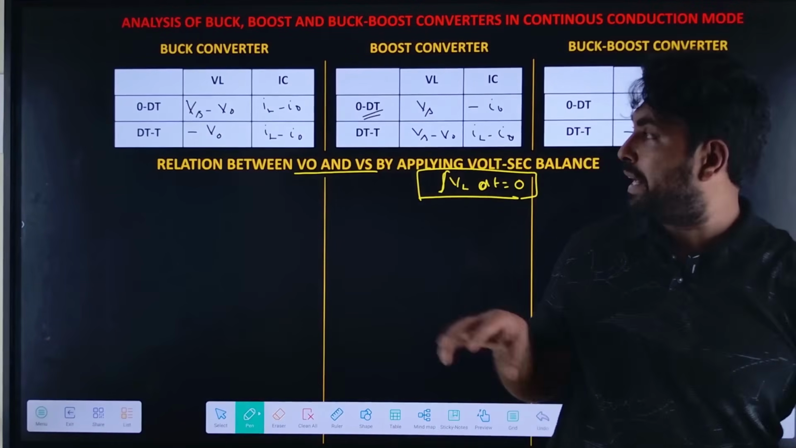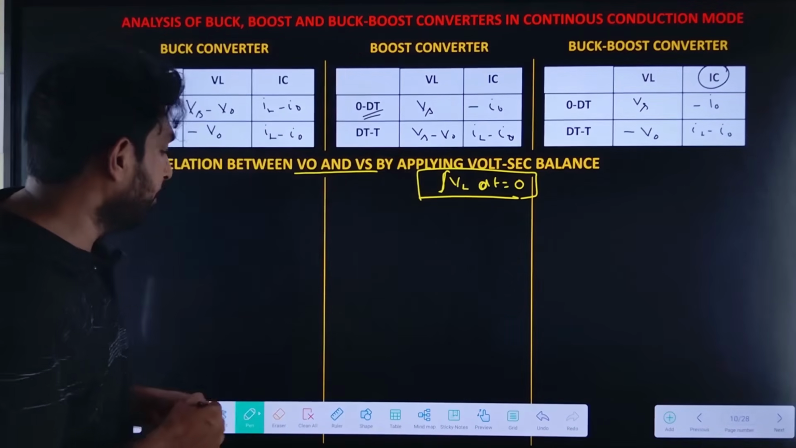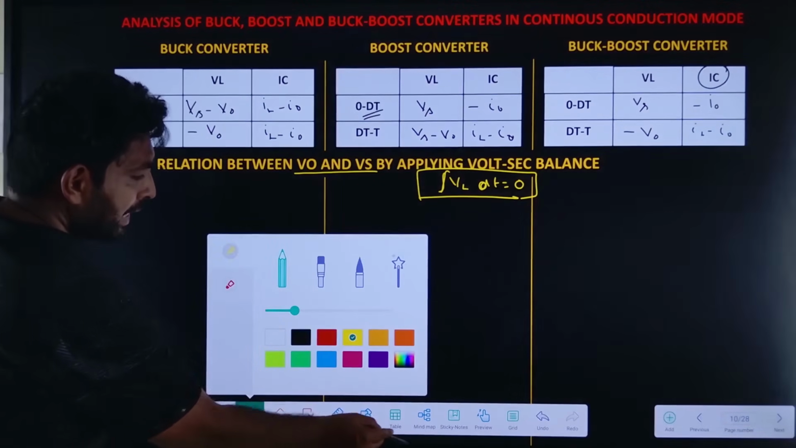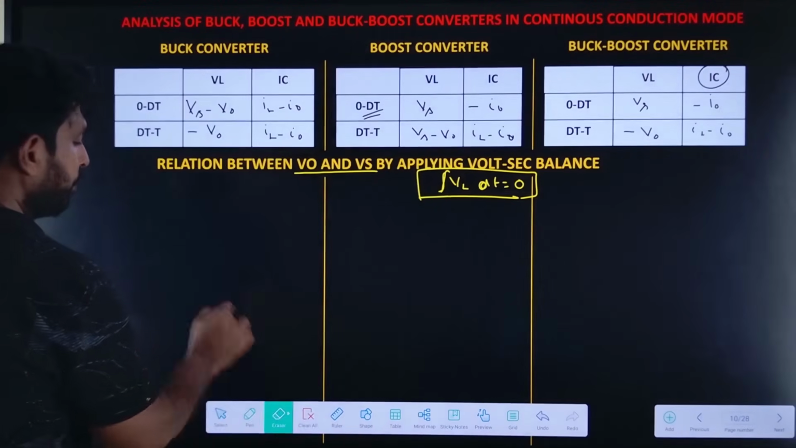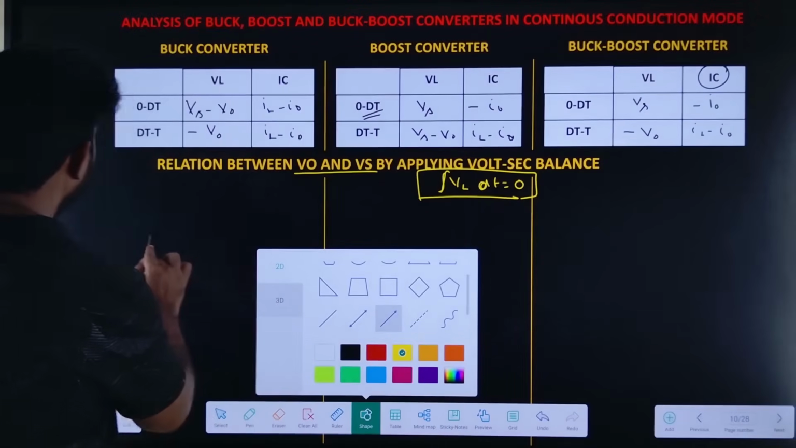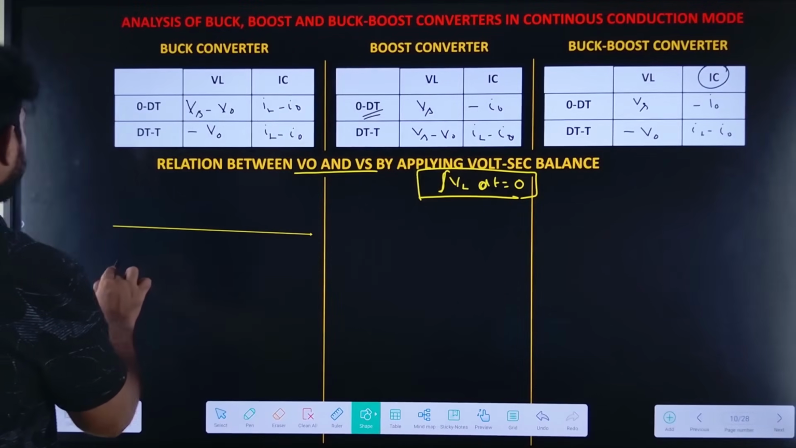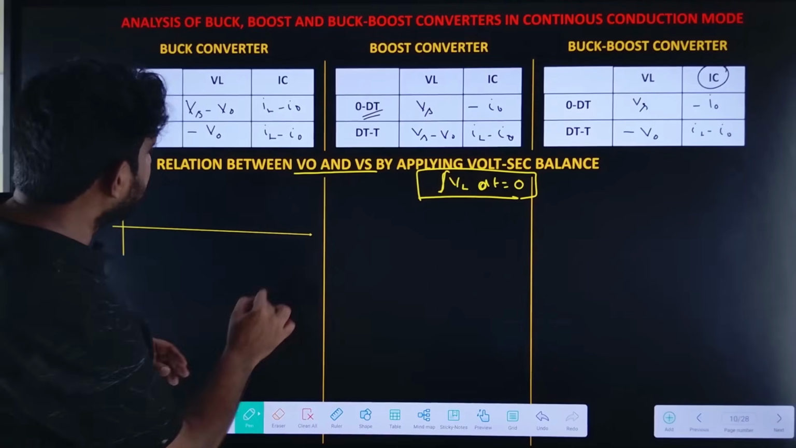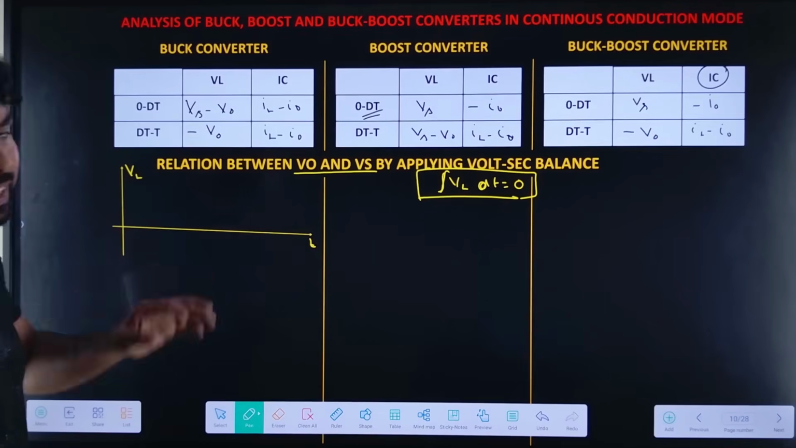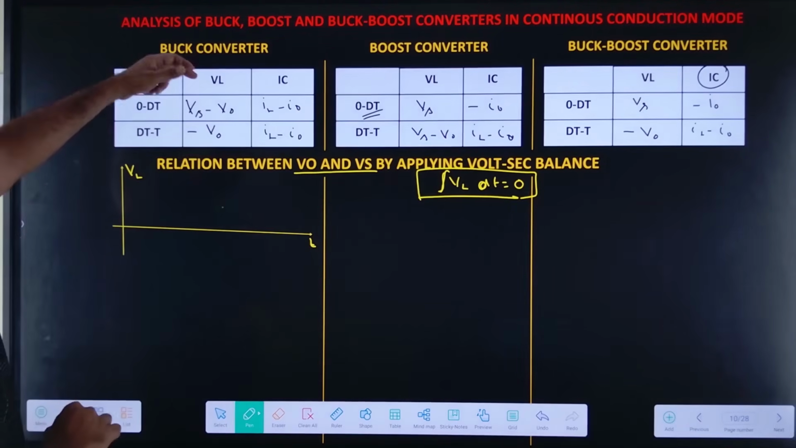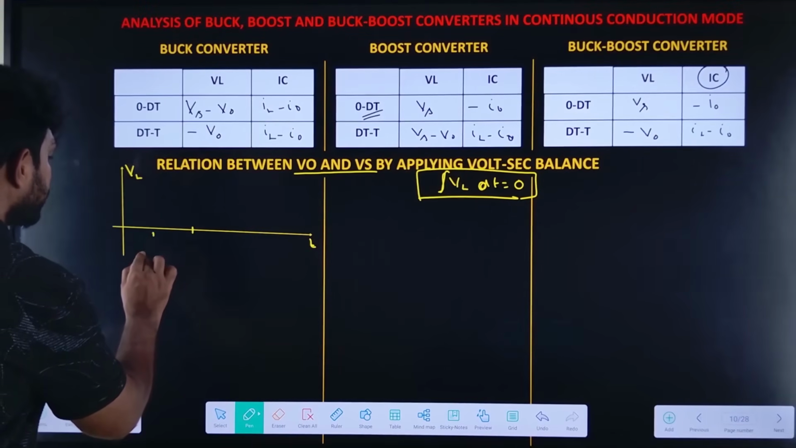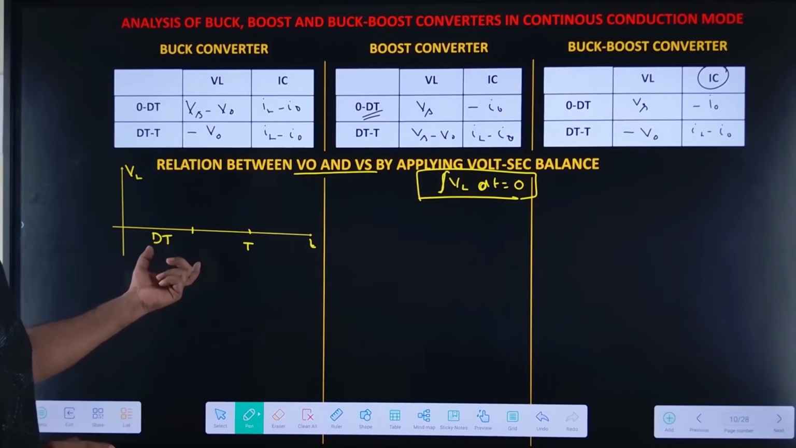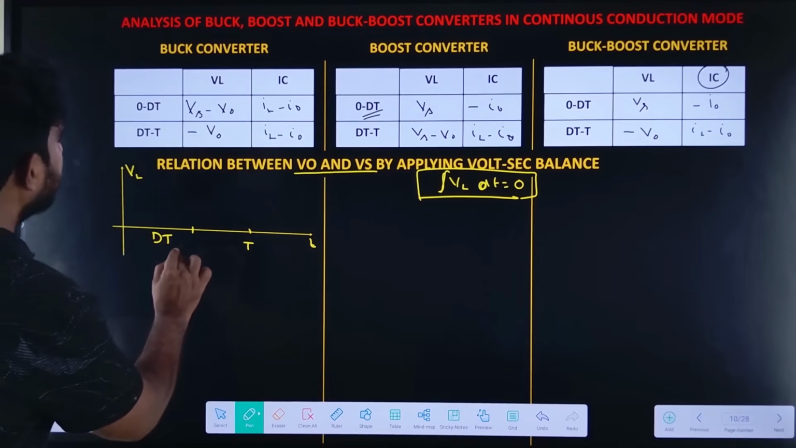So in case of volt-second balance, let me apply it here so that you can understand. Let me draw the graph for the VL. Let me take the time as the x-axis, VL as the y-axis. So 0 to dt, that is the on time of the switch, dt. And the remaining period will be the total time. This period will be the dt, right?